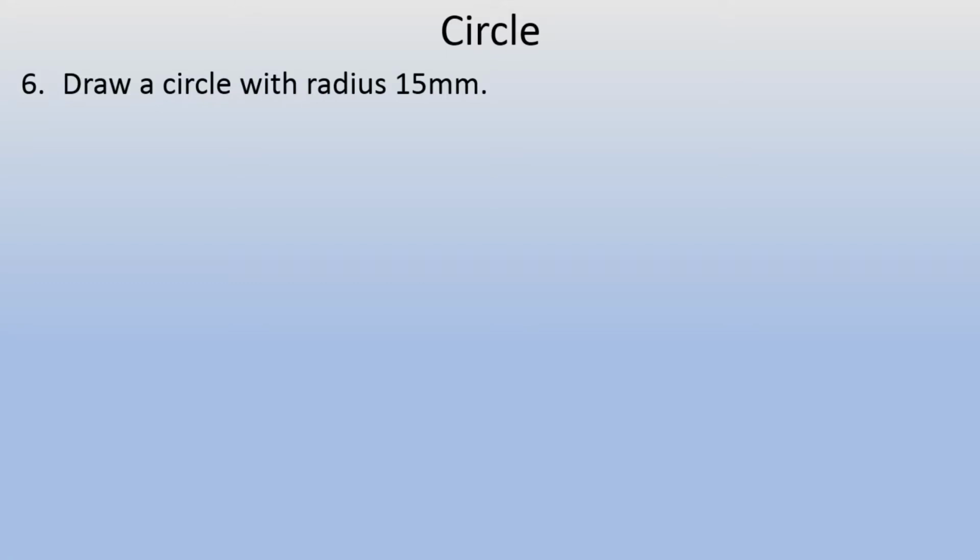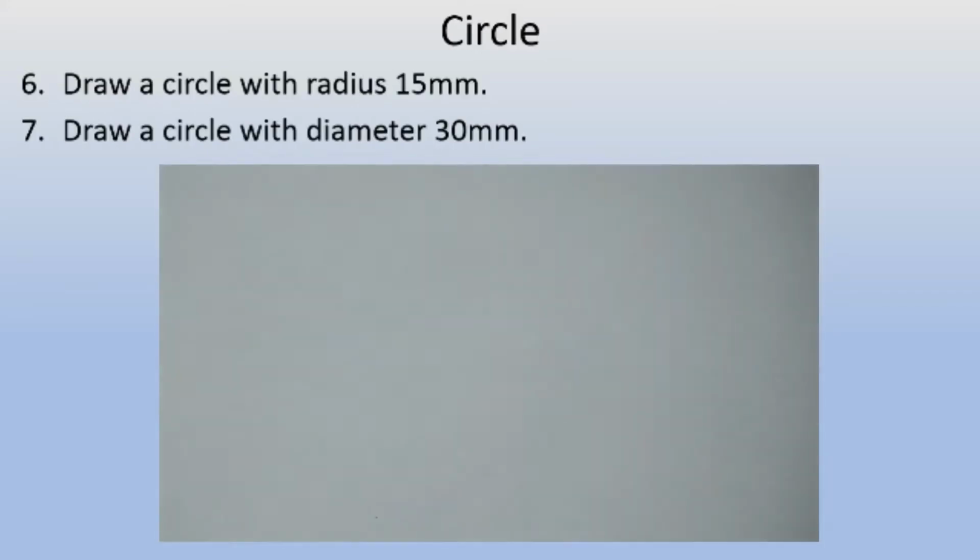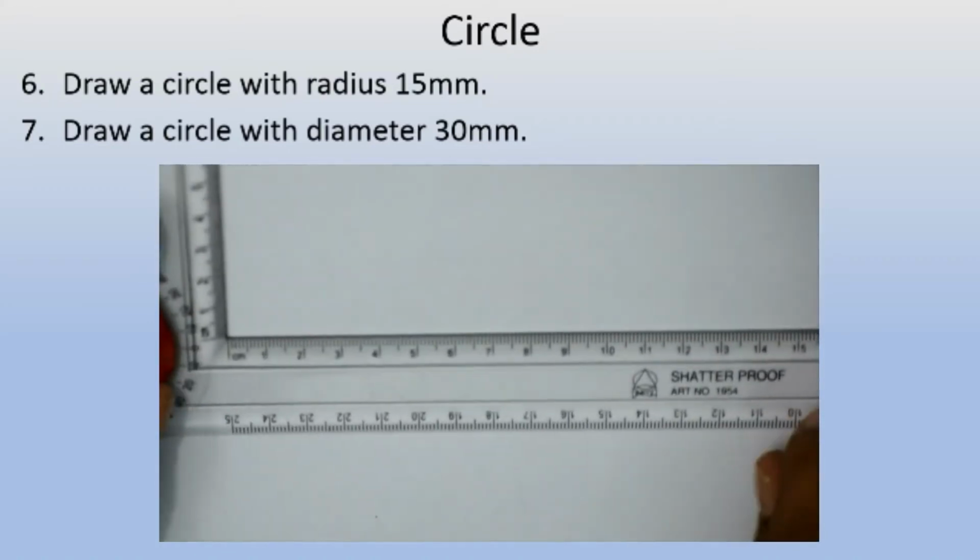So that was it. Now we will draw some circles, and I will show you first how to draw a circle by taking the radius as 15 mm. So here in this given question it is 15 mm radius, and the seventh question is we have to draw a circle with diameter 30 mm. So we will see this together. First I will complete question number 6, that is by taking the radius of 15 mm.